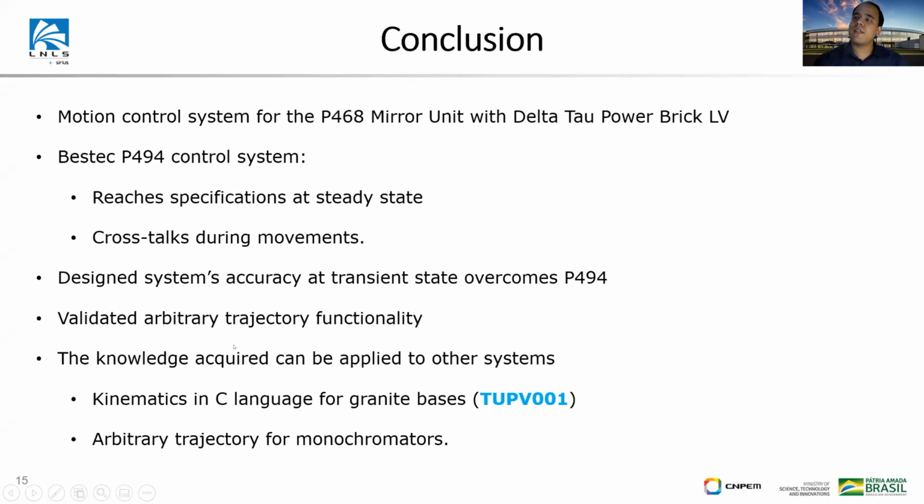Besides that, we also validated the arbitrary trajectory functionality, which represents one step towards the system's coordinated motion, the beamline. The knowledge acquired in this work can be applied to other systems in the series. The kinematics in C language, for instance, could be applied for granite bases, as is shown in a poster session by George Contogeorgios. You're invited to come. Also, the arbitrary trajectory can be applied for monochromators in series in the near future.